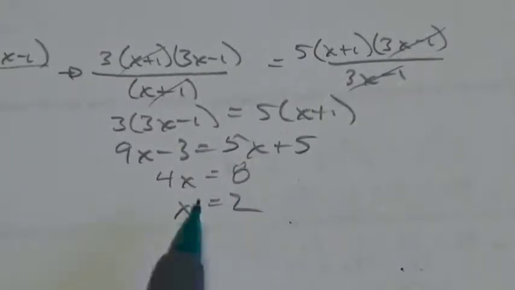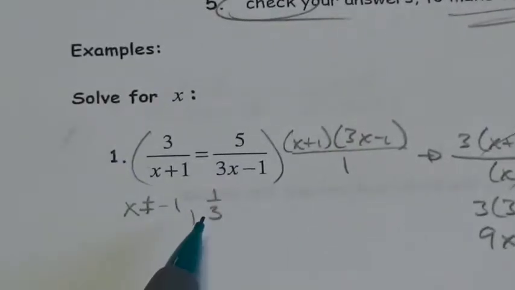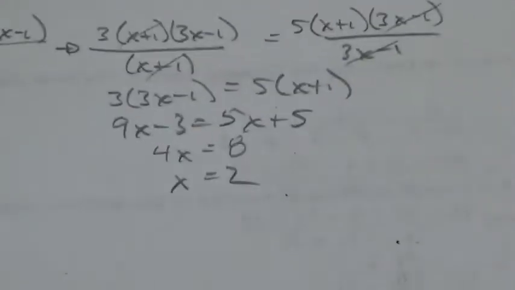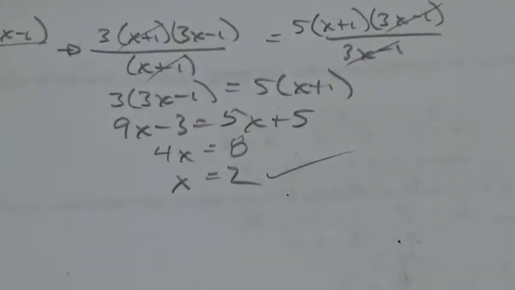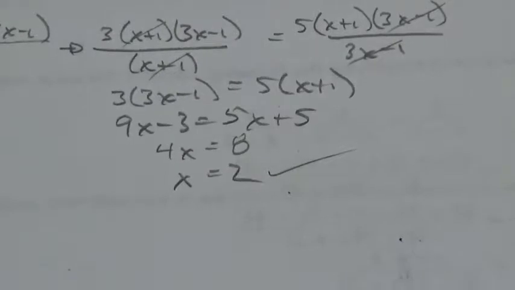Now, is that one of my non-permissibles? The answer is no, so that's a correct answer. x is equal to 2. Okay, so that's how we go about doing this. You multiply by that common denominator because I already know it will cancel the denominators on both sides as long as I'm using the common denominator.